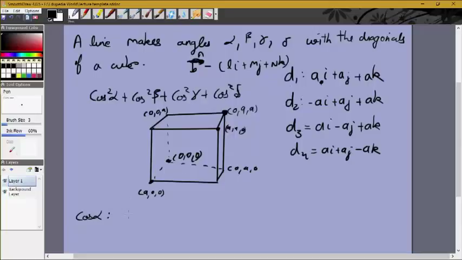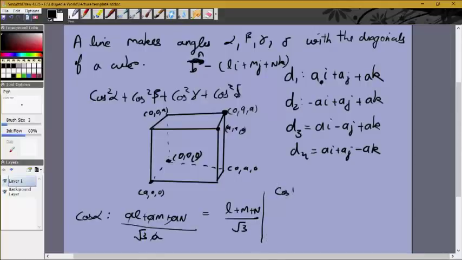So what we'll have is al plus am plus an divided by mod of b, which is 1, mod of D. Mod of D will be square root of a squared plus a squared plus a squared, so square root of 3a squared, or root 3 a. a and a cancel, and what I'm left with is l plus m plus n by root 3. Similarly, the others: cos beta is minus l plus m plus n by root 3, cos gamma is l minus m plus n by root 3, and cos delta is equal to l plus m minus n by root 3.